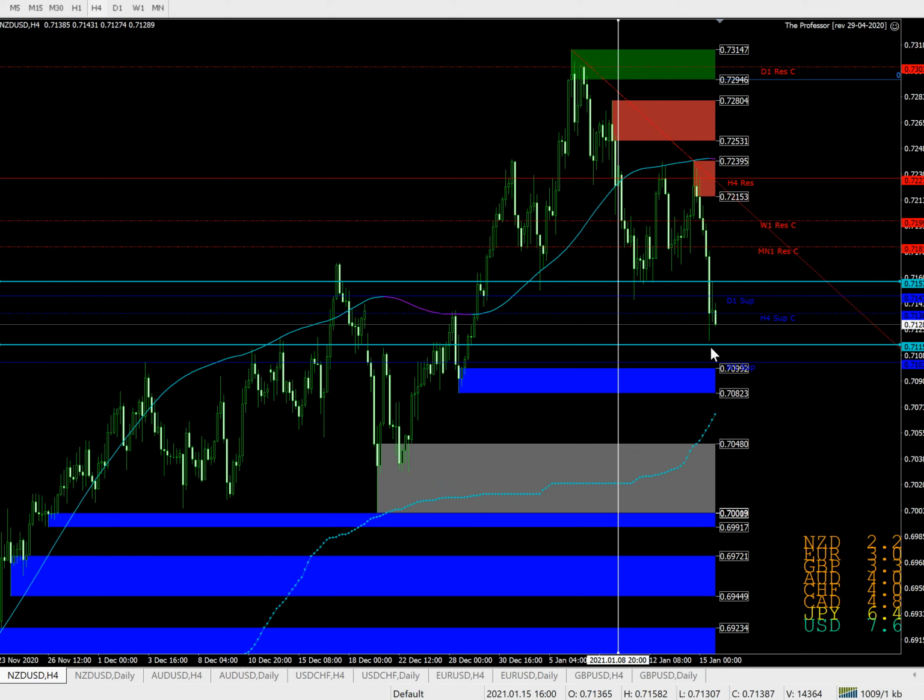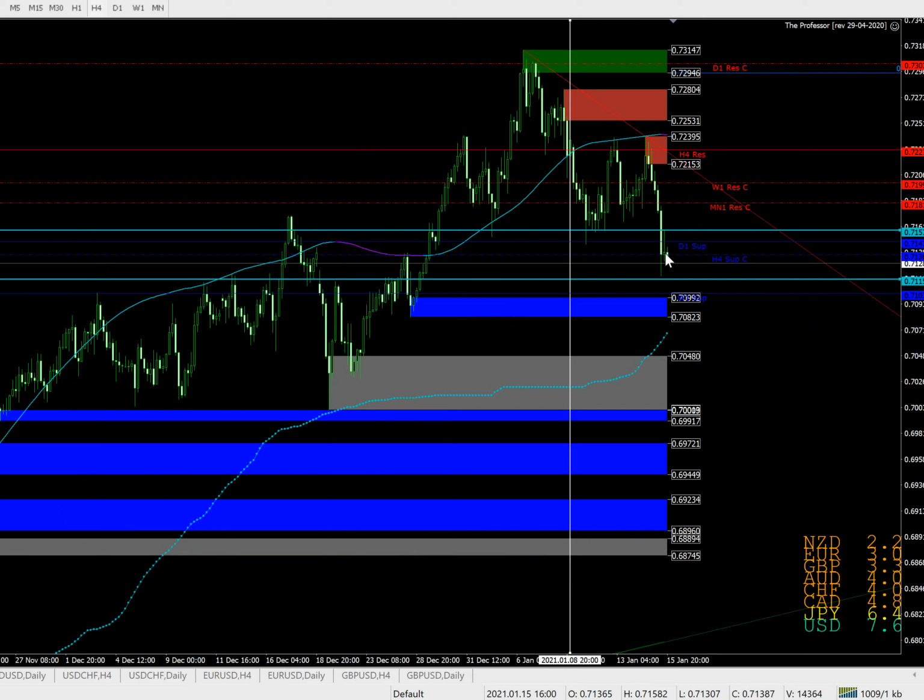So see, it puts these lines right in there, okay? And it tells you what they are. D1 resistance, H4 resistance, week 1 resistance. This is a great little tool. Whether you're good at drawing it up or not, honestly, I feel like you can still get a lot from it, okay? So that is in your file pack if that's something you're interested in using, and obviously part of your membership.